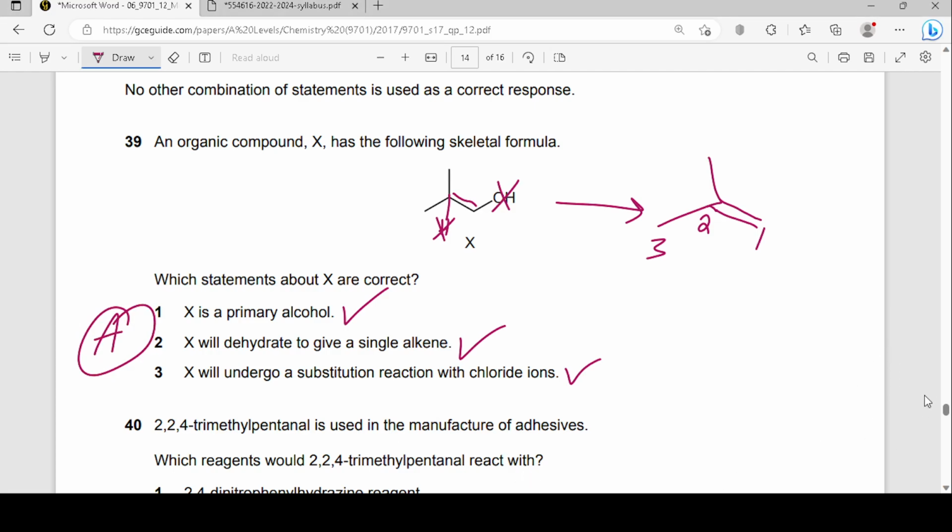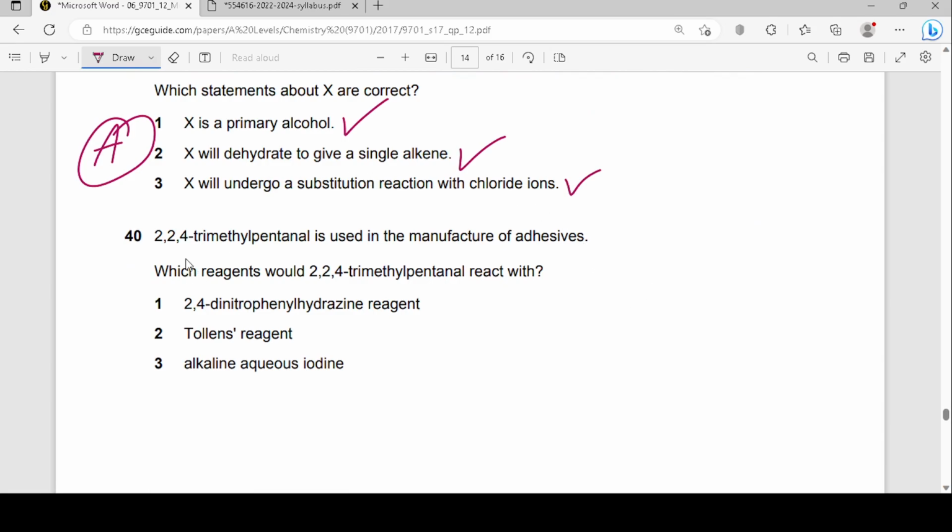And finally, the last question. 2,2,4-trimethylpentanal is used in the manufacture of adhesives. Which reagents would 2,2,4-trimethylpentanal react with? 2,4-DNPH reagent. Okay, so pentanal, that -al at the end implies that it's an aldehyde.